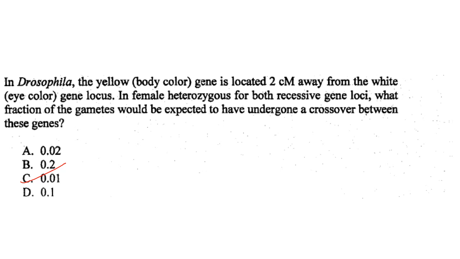Then next one. In Drosophila, the yellow body color gene is located 2 centimorgan away from the white gene locus. In a female heterozygous for both recessive gene loci, what fraction of the gametes would be expected to have undergone a crossover between these genes? So they have given frequency of crossing over is 2%, that is the gene is located 2 centimorgan away. So the frequency of crossing over will be 2%. Now recombinants will be 1%, the rest will be the parental combinations. So 1 divided by 100 is 0.1. So the answer is option C.